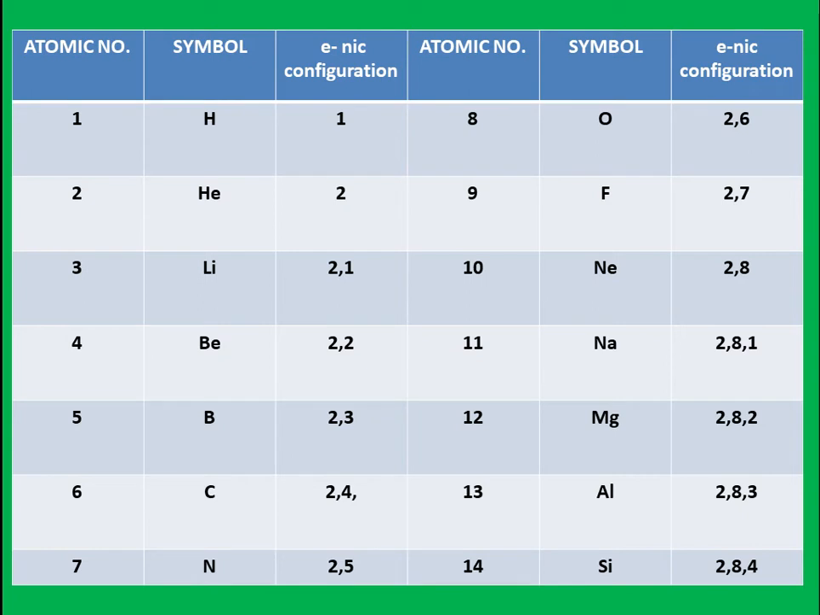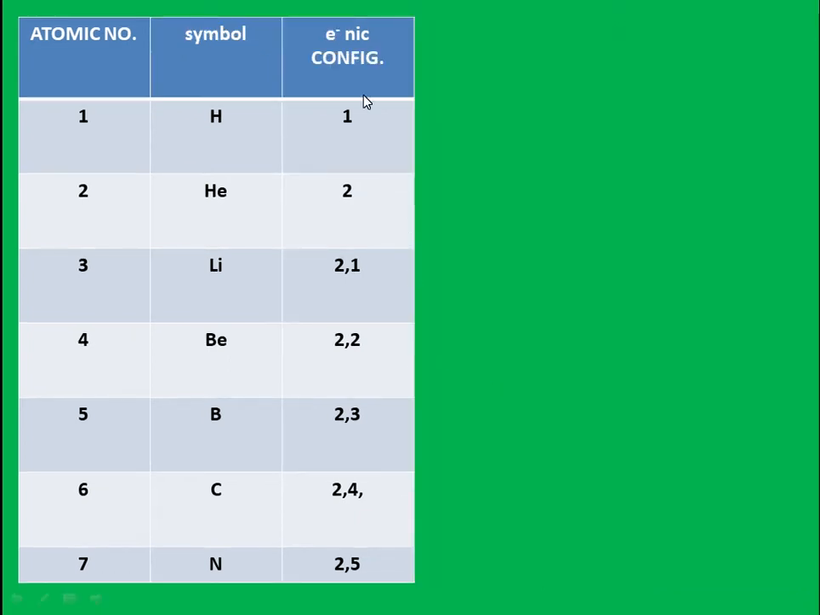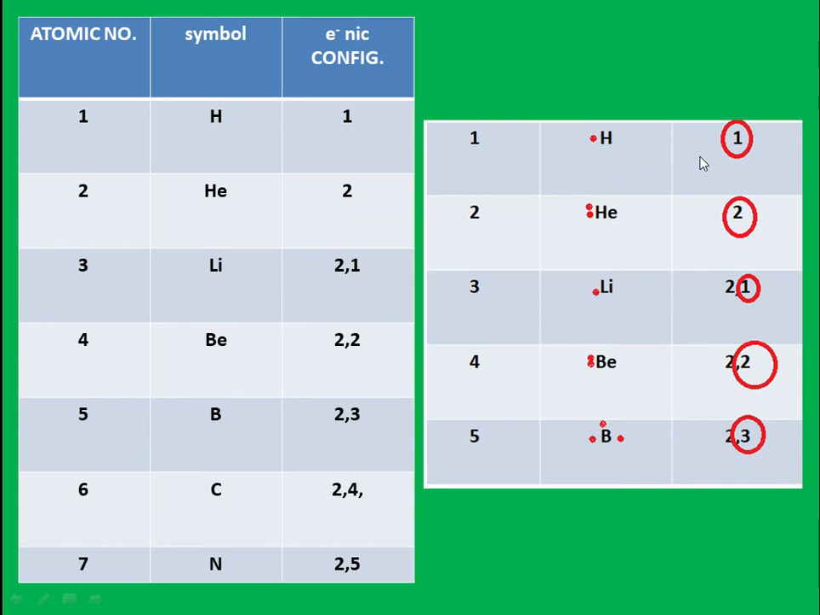You can see here the configuration of neon. Yes, neon has 8 electrons in the outermost shell. That's why everyone wants to complete its 8 electrons, or octet. Okay, so this represents the basic electronic configuration. Then how do we find valence electrons? The valence electrons are encircled in red.